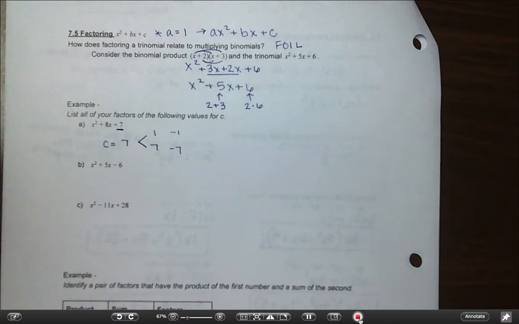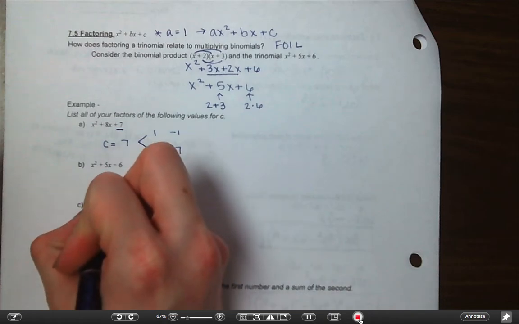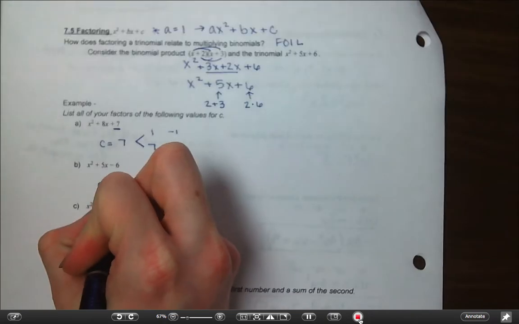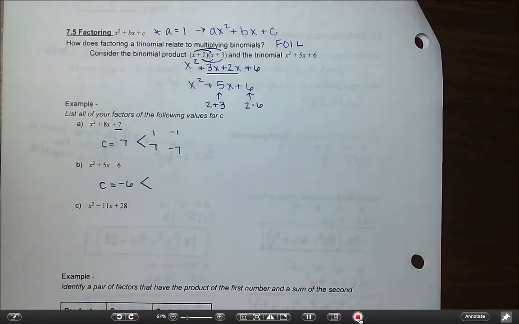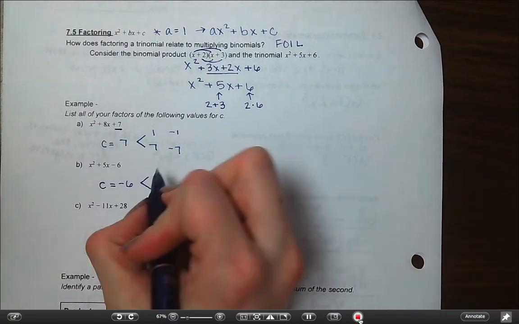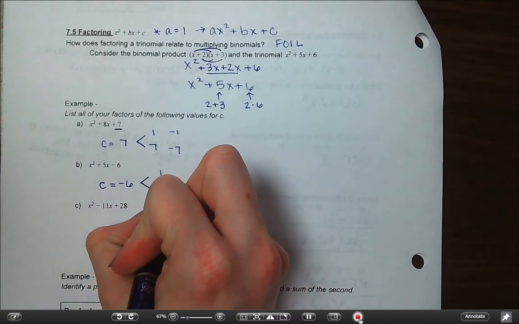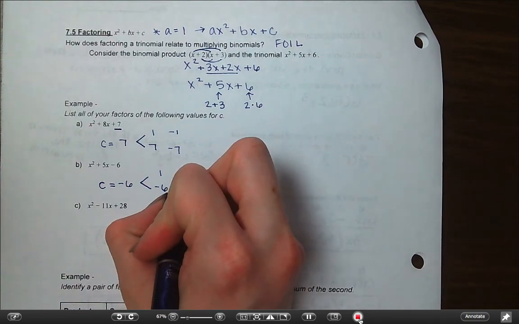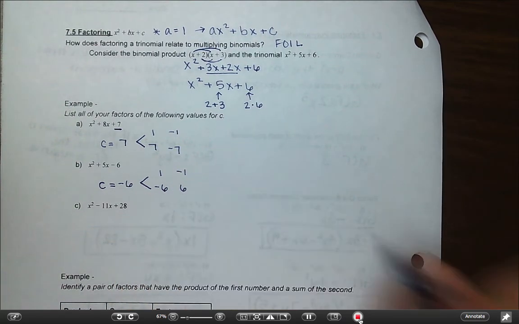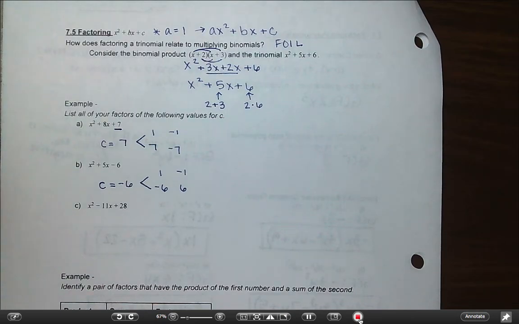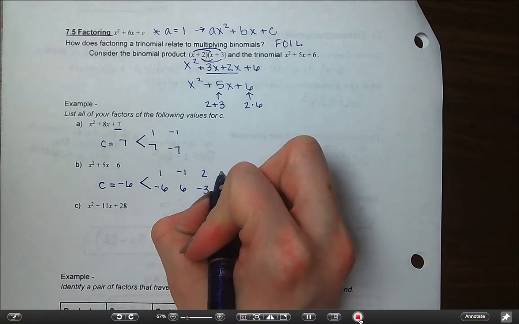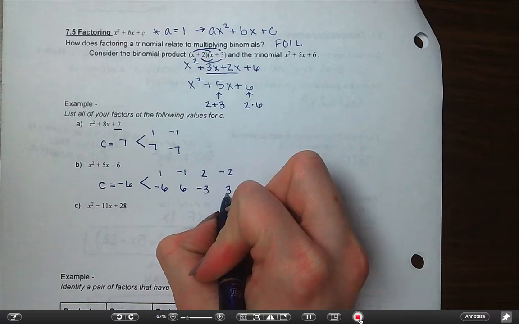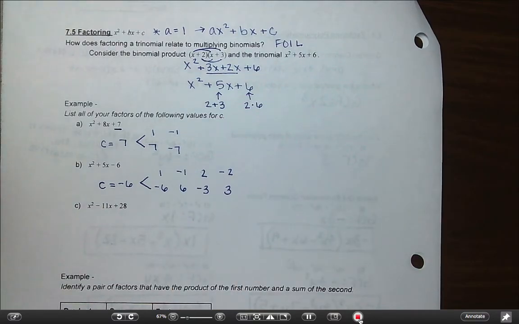Okay. Looking at b, we want to find our factors of our c value, which here is negative 6. So we have a negative. So remember, we have to have a positive and a negative to get a negative. So we could have positive 1, negative 6, and then we could flip it. We could have negative 1 and positive 6. Our other numbers that multiply to be 6 are 2 and 3, so we could have 2 and negative 3, or negative 2 and positive 3. So with every set of numbers, you're always going to have two options and ways you could write it because of those signs.